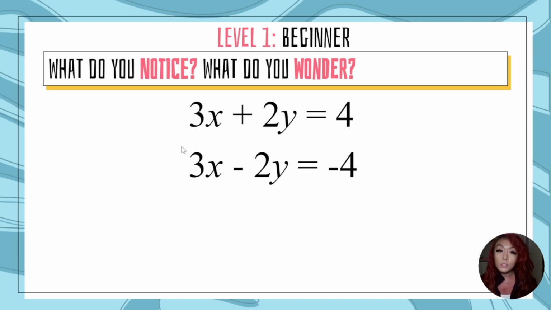So we have one term that has the same coefficient, same sign, and another term that has the same coefficient, different sign. And take a look at our constants, right? We have positive 4 and negative 4. So almost the same number, just opposite signs.